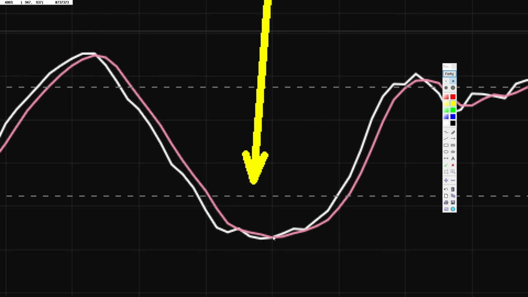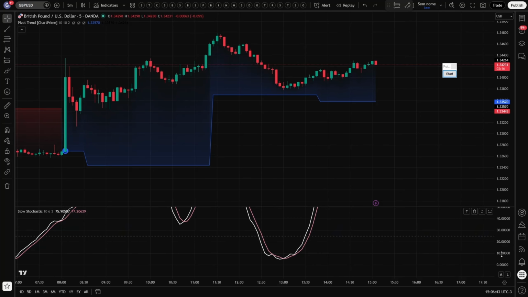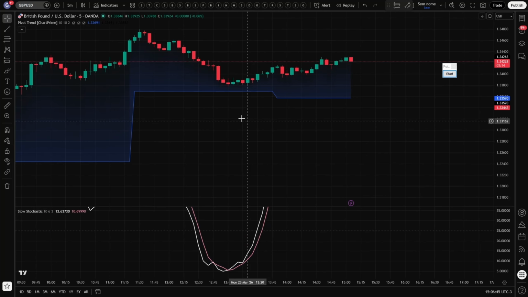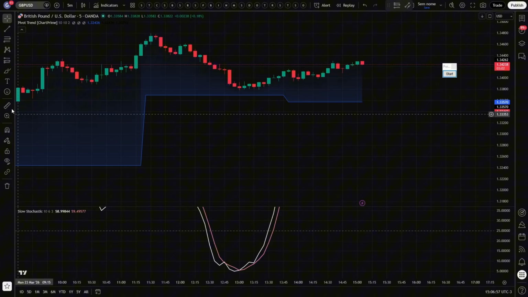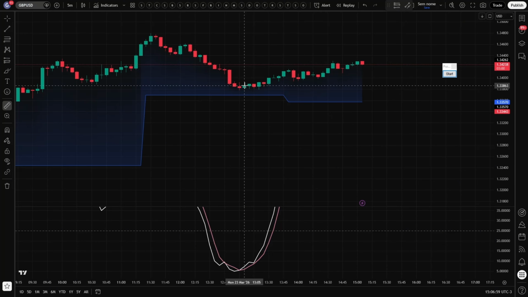The white line crosses above the pink line. When that happens, we can stretch the indicator to pinpoint the exact location. The crossover happened on this exact candlestick. It's important to note that the crossover must come with a green candlestick, okay? In this case, here.